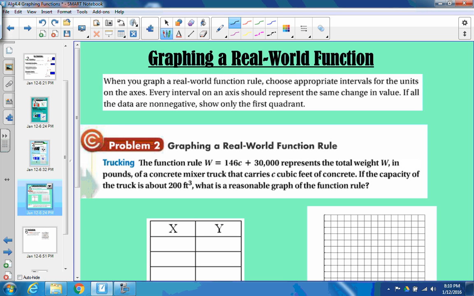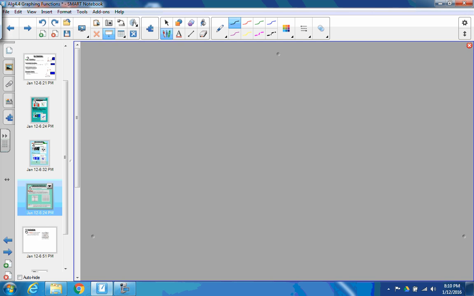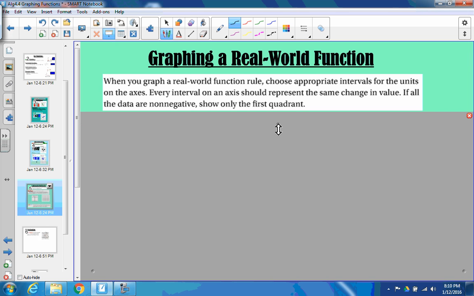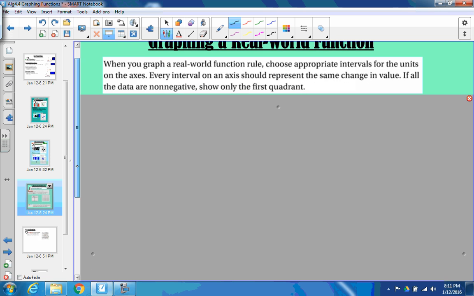All right, graphing real-world functions. So this is the last piece we're going to do here. We'll try to make it quick. When you graph a real-world function, choose appropriate intervals, and this is kind of the different part. You have to make up the intervals for the graph, because chances are they might be high, they might be really low numbers. So it says choose appropriate intervals for the units on the axes. Every interval on the axis should represent the same change in value. If all the data are non-negative, you can just do the first quadrant, which would be the upper right quadrant. So again, that second sentence, if you are making your own intervals, they have to be the same amount apart.